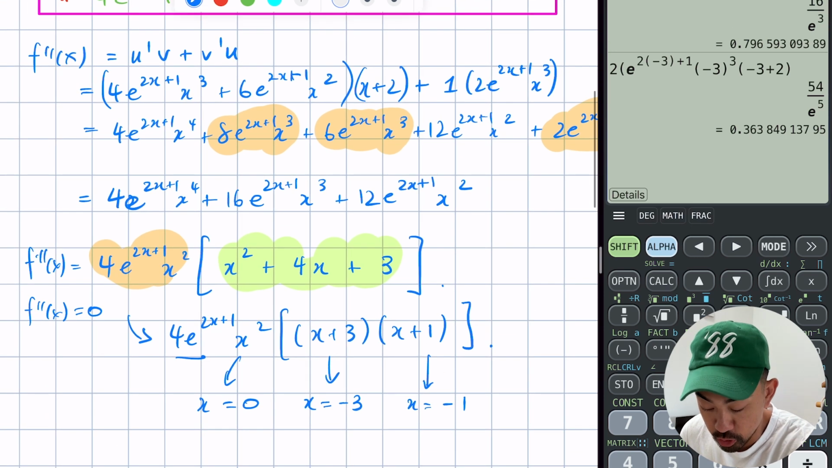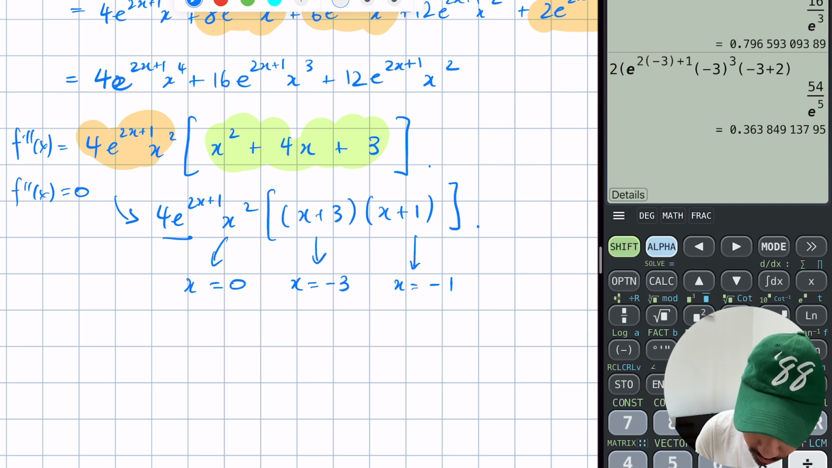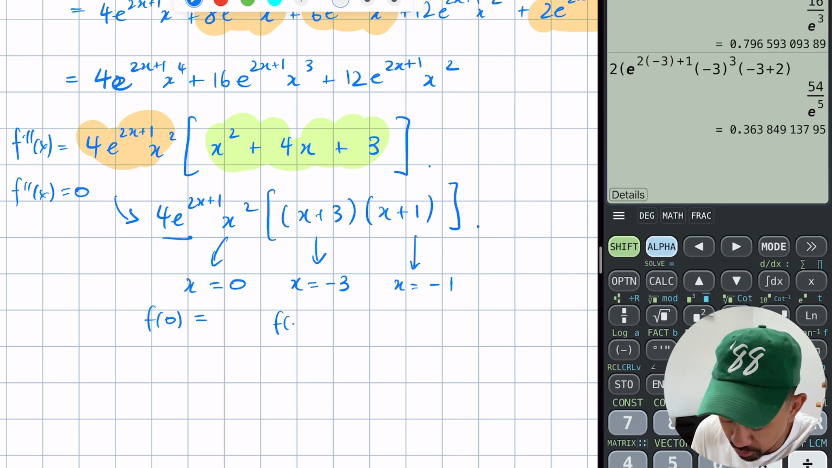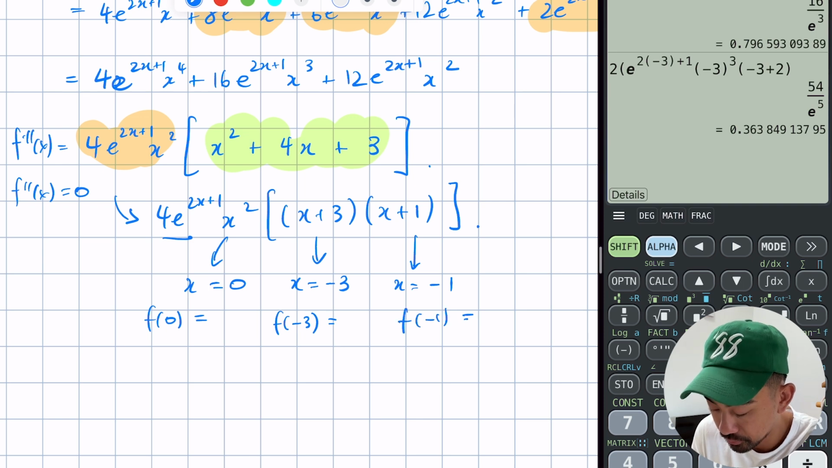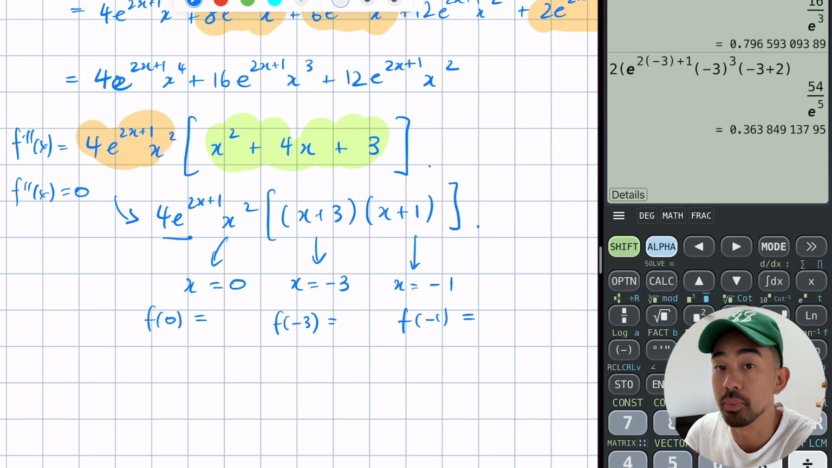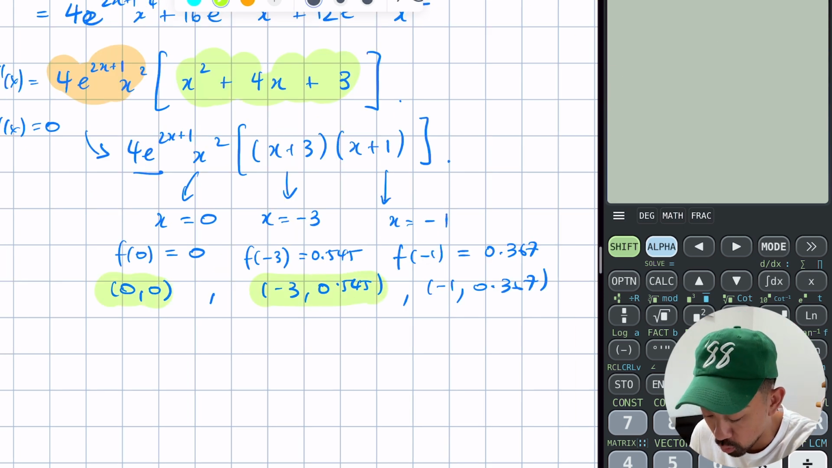Okay, so now you've got 3 possible points of inflection: 0, minus 3, and minus 1. What you want to do is find what f of 0 is, that's a coordinate. What's f of minus 3? That's also a coordinate. And what's f of negative 1? So you put that back into the original equation. Now I'm just going to save a bit of time and put them all in the calculator for you. Okay, so I popped them all in the calculator and these were the coordinates.